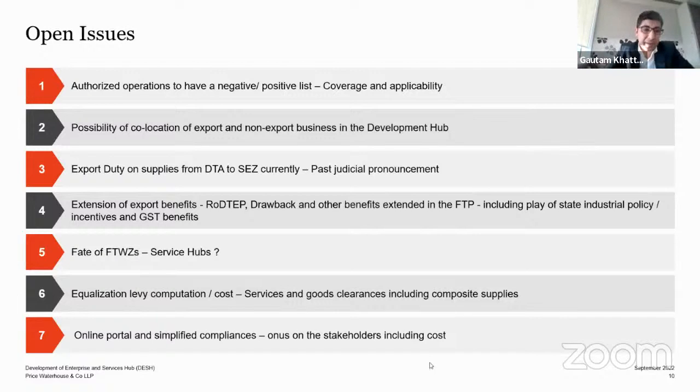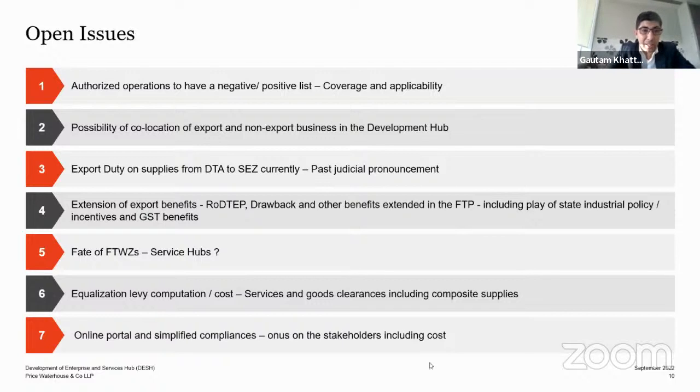If that is a reality, that would actually mean that there could be an export and a non-export business operating out of the development hub. If that is the case, whether both the export and non-export would enjoy all the benefits which are available to any other unit in the SEZ, there's a question mark.